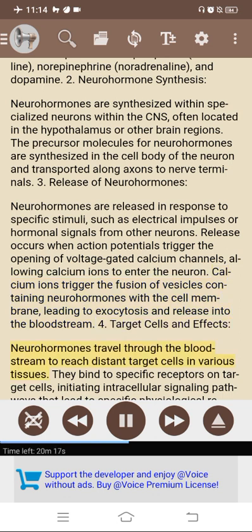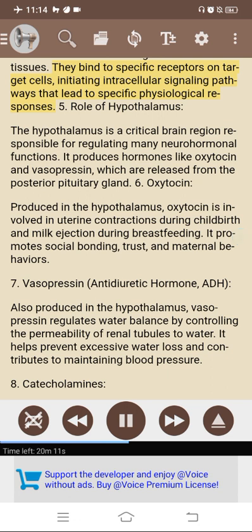Neurohormones travel through the bloodstream to reach distant target cells in various tissues. They bind to specific receptors on target cells, initiating intracellular signaling pathways that lead to specific physiological responses.